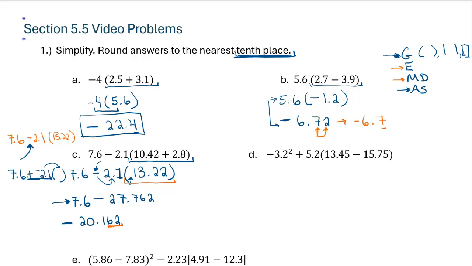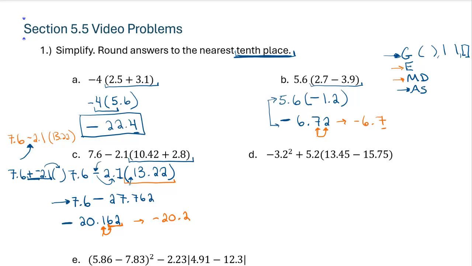because those are places that shouldn't be in my answer because I'm supposed to round to the 10th. The 1 is in the 10th place. Now I look 1 to the right and I see that it's greater than 5. So that means the 1 goes up. So my final answer is negative 20 and 2/10.